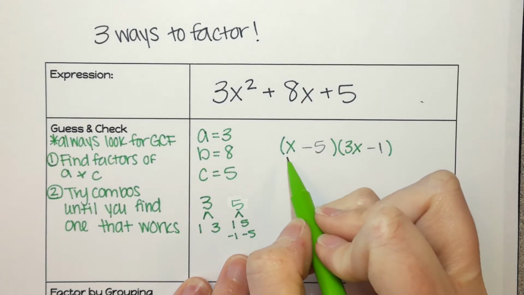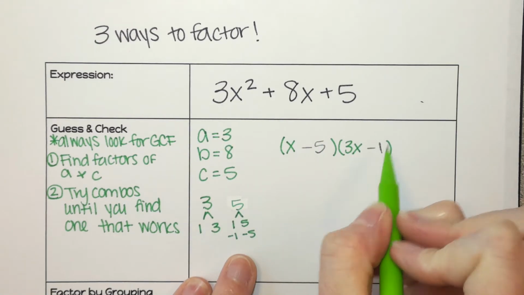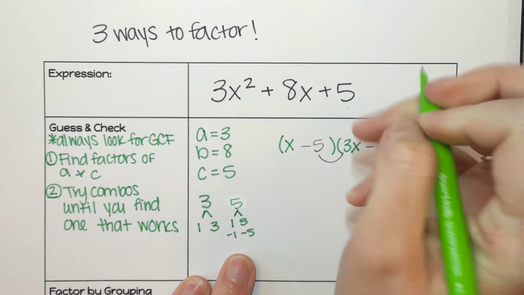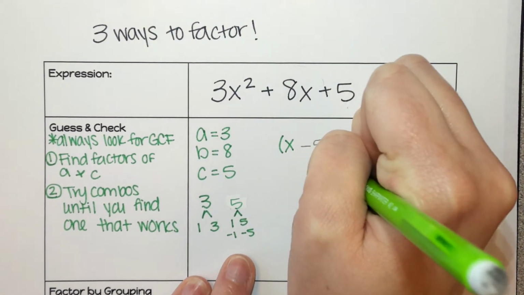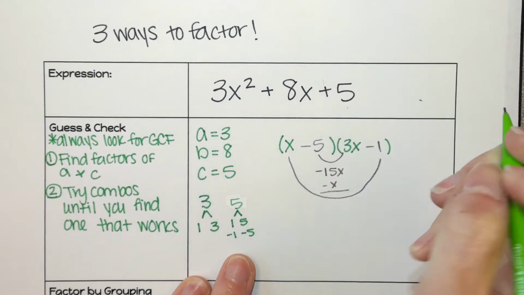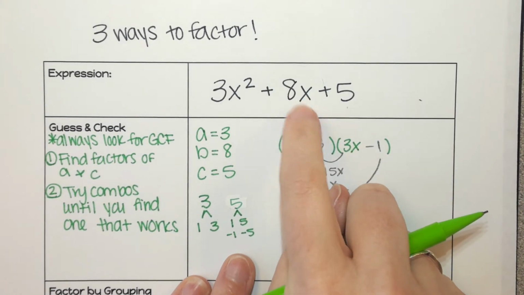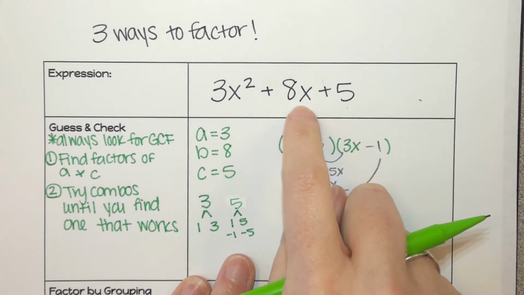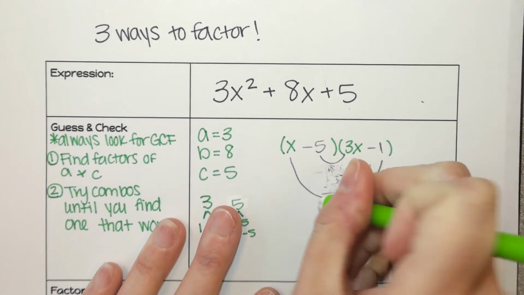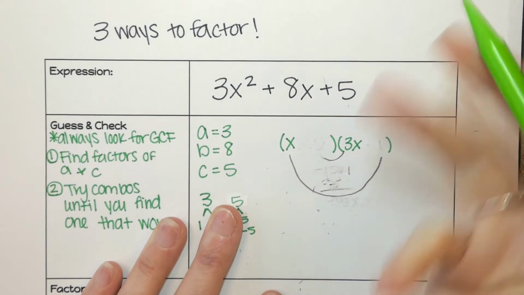I know that x times 3x is 3x squared. And I know that -5 times -1 is 5. So I just need to check for this middle term. So -5 times 3x is -15x. x times -1 is -x. If I add those together, I get -16x. Is that what I should have up there? No. So that doesn't work. I'm going to erase these. I'm going to try again.